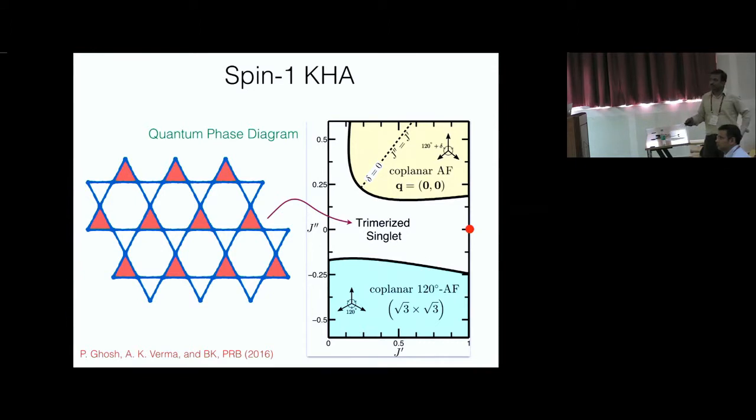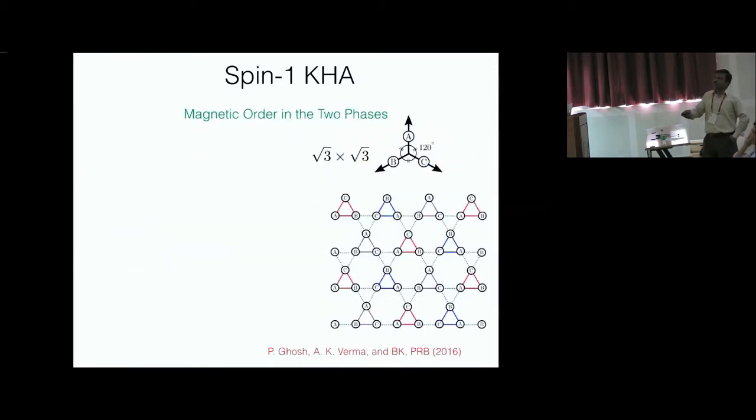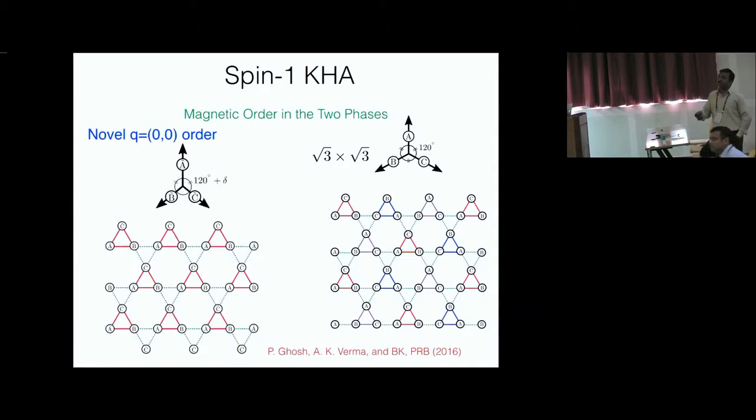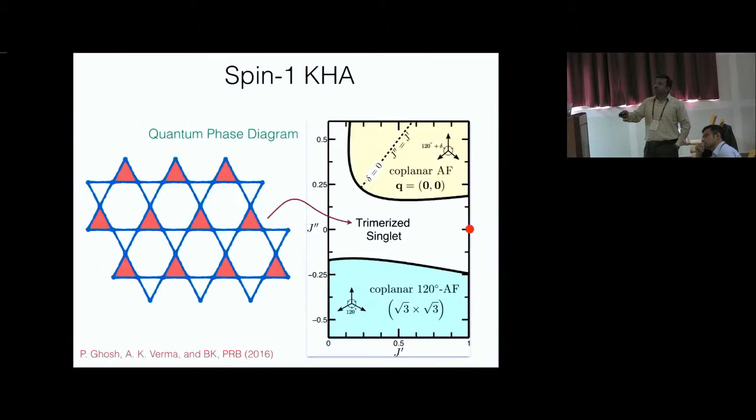Let me show the figures, which is well known and there is nothing new about it. But what we also find is that the Q equal to 0 phase is actually unconventional. What people know from semi-classical analysis is that this angle should have been exactly 120 degrees. But we find that this angle is not 120 degrees. It is slightly deviated, and this deviation angle delta depends on the degree of frustration, the ratio between J prime and J double prime. Let me show you that phase diagram.